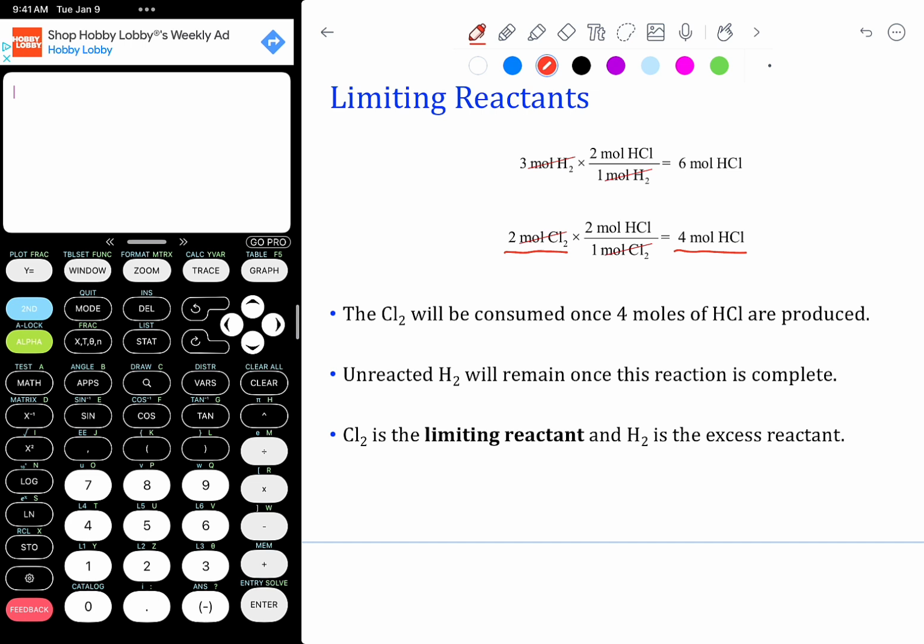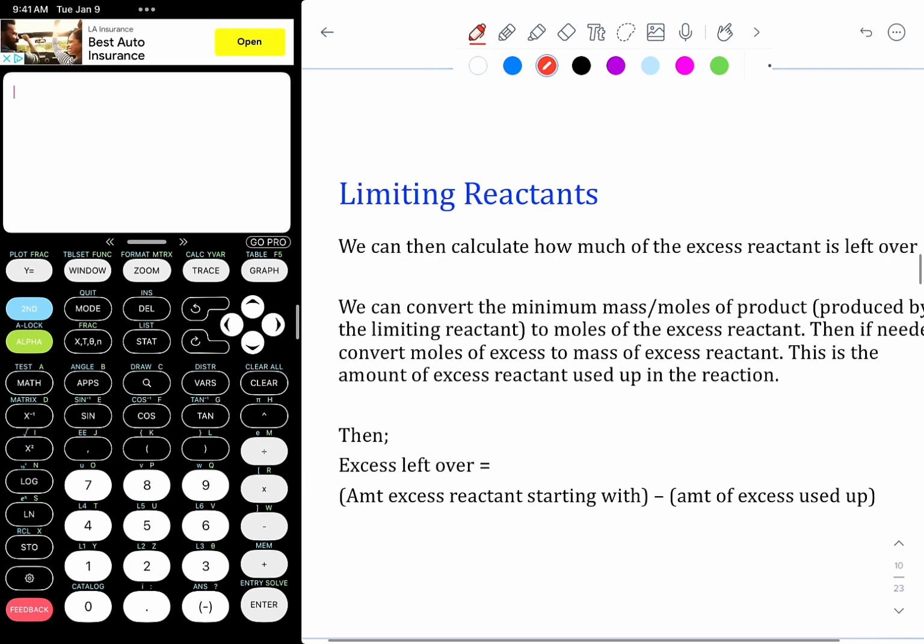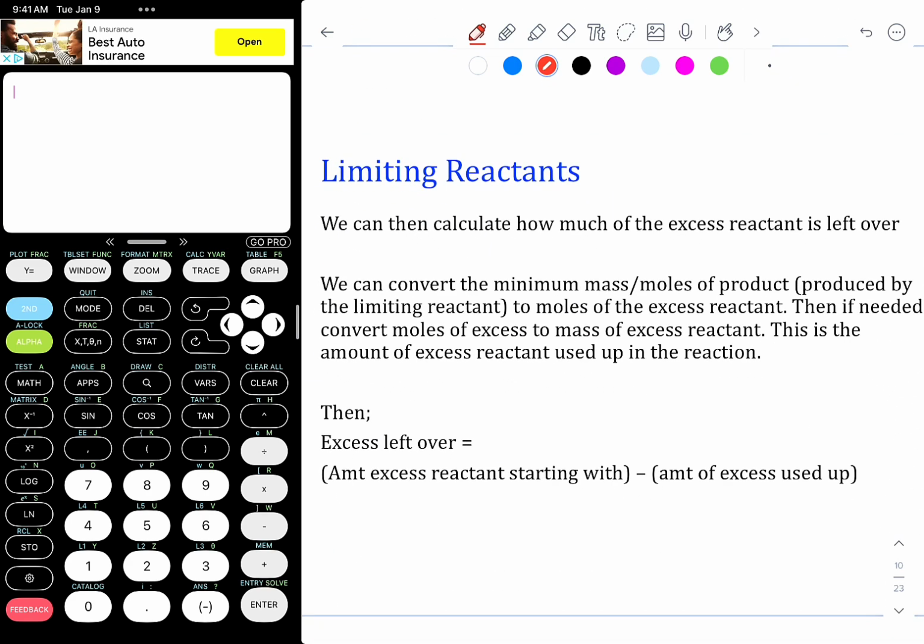That means that we have unreacted H2 that will remain once the reaction is complete. This means that Cl2 is the limiting reactant because it produced the lesser amount of product, and H2 is the excess reactant because we're going to have some H2 left over. We can then calculate how much of the excess reactant is left over.